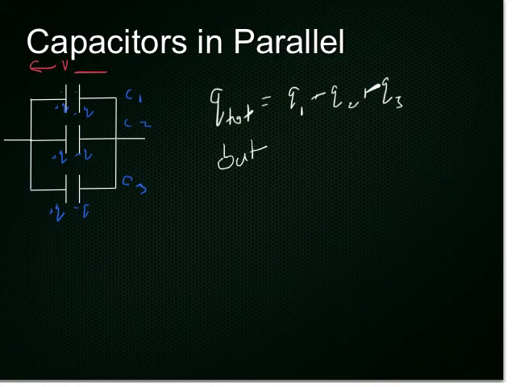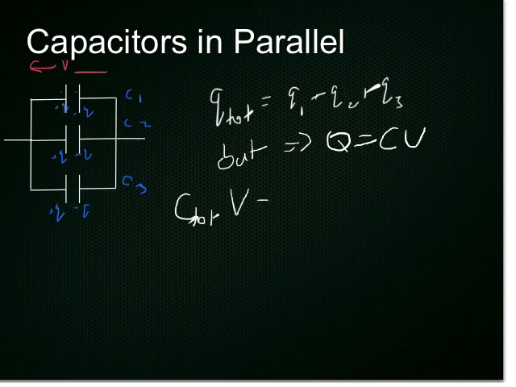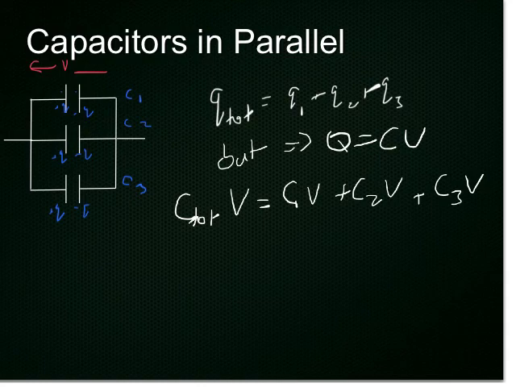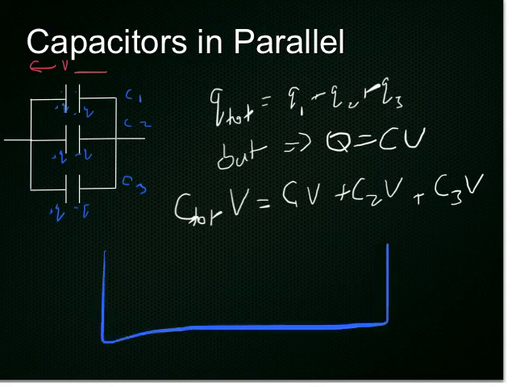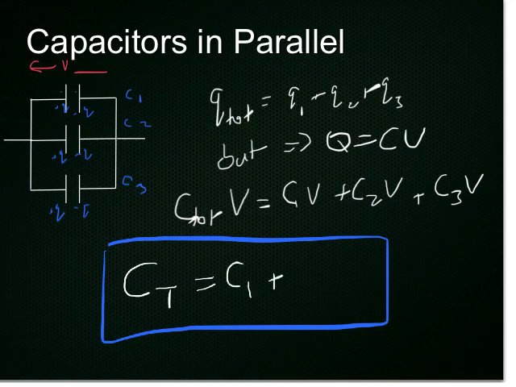Now, we know that Q equals CV, so C total V is equal to C1 V plus C2 V plus C3 V. Removing that common term of the V, you get the final formula as C total equals C1 plus C2 plus C3, etc.